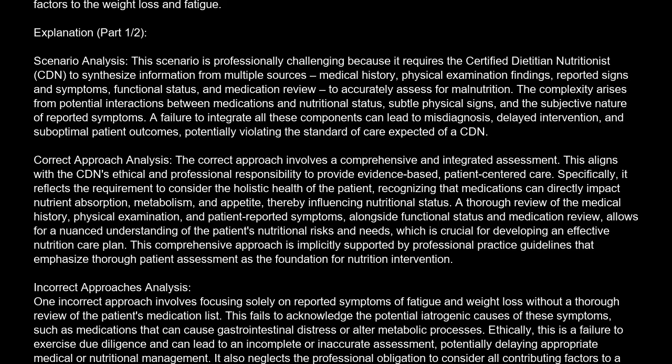One incorrect approach involves focusing solely on reported symptoms of fatigue and weight loss without a thorough review of the patient's medication list. This fails to acknowledge the potential iatrogenic causes of these symptoms, such as medications that can cause gastrointestinal distress or alter metabolic processes. Ethically, this is a failure to exercise due diligence and can lead to an incomplete or inaccurate assessment, potentially delaying appropriate medical or nutritional management. It also neglects the professional obligation to consider all contributing factors to a patient's condition.